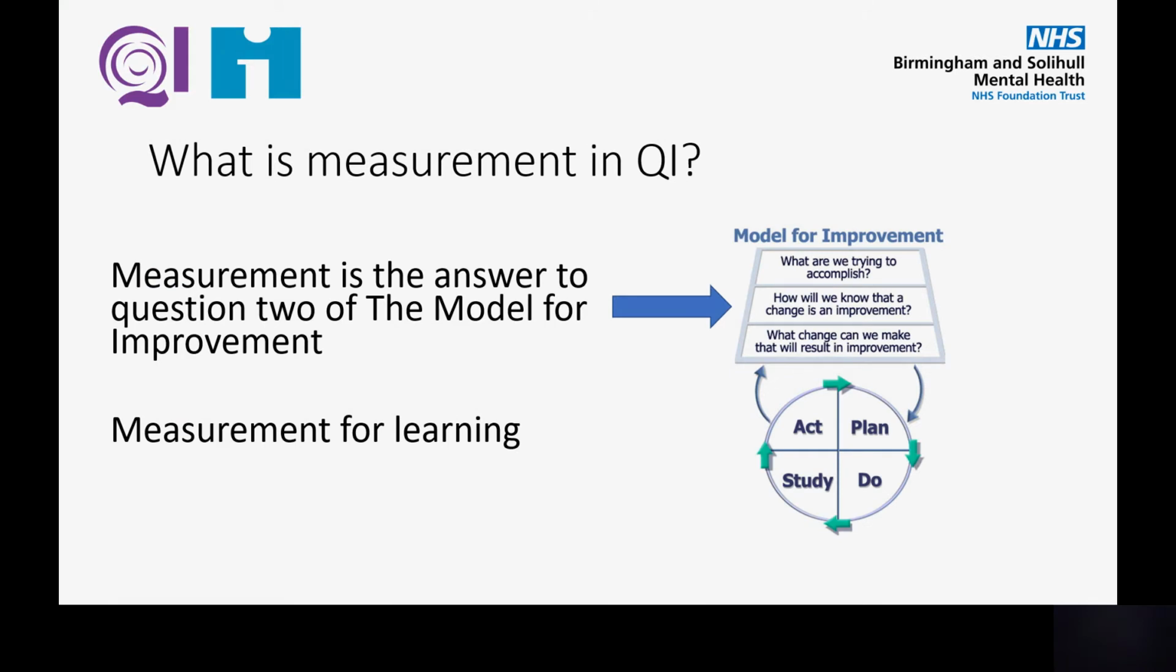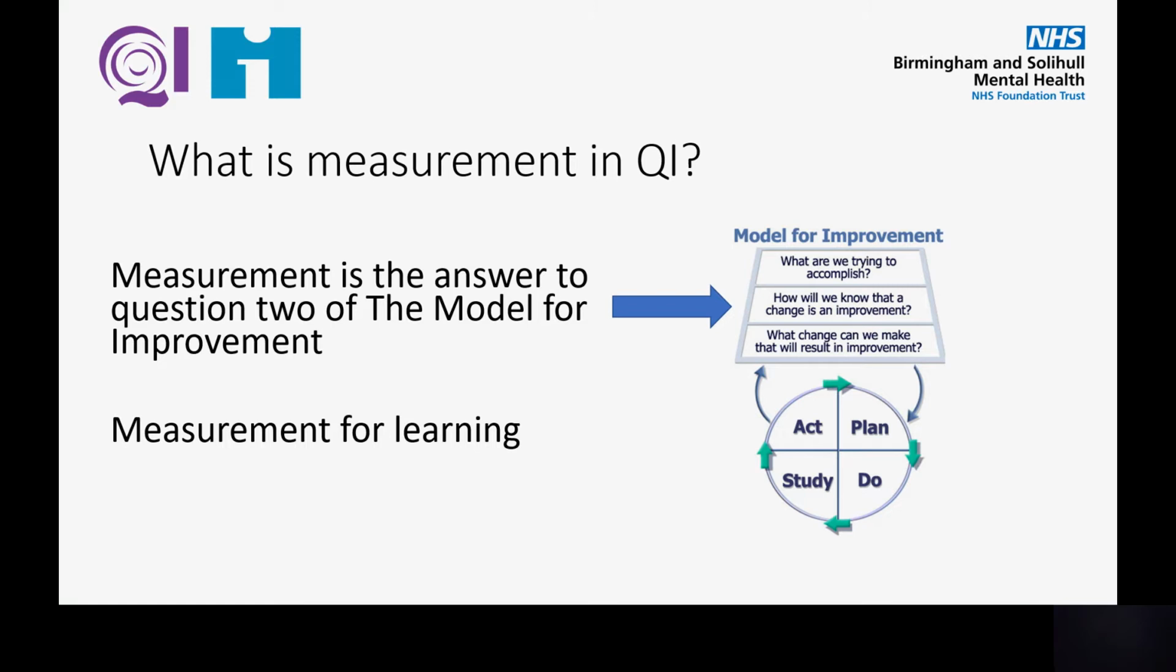Let's start with a recap. You may remember this image from the previous coffee break QI videos. This is the model for improvement, consisting of three fundamental questions and the plan, do, study, act cycle. The model for improvement is the framework for developing, testing and implementing the changes that underpin improvement efforts. As mentioned in the previous coffee break videos, the first task of any improvement team is being clear about what it is they are trying to accomplish. In other words, develop a project aim.